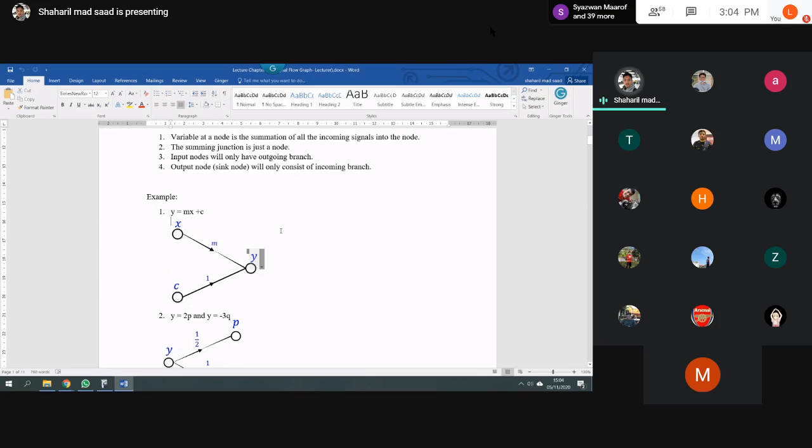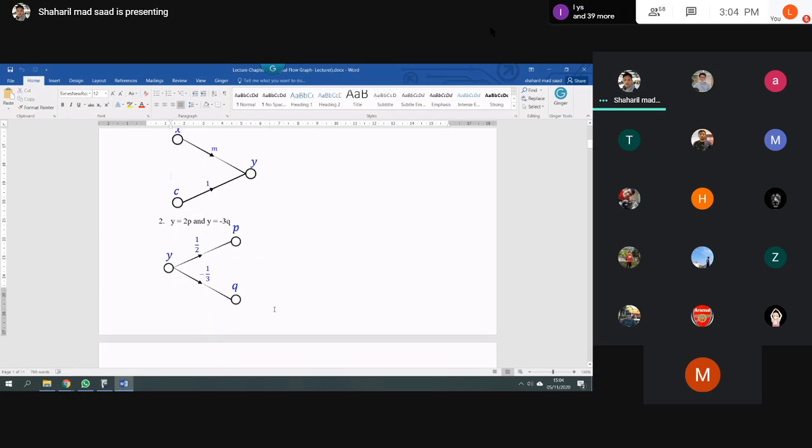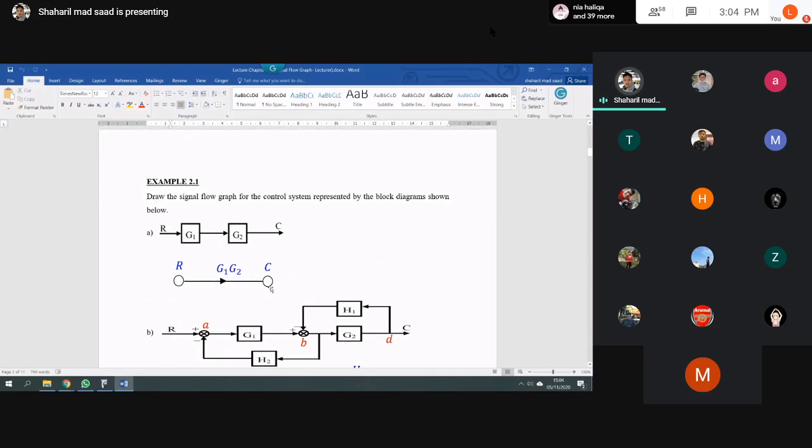So how to draw the signal flow graph? You have two inputs, x and c, so you draw the nodes. You draw the circles. These we call nodes, two nodes, and the output also has one node. Then you draw the branches, and the gains are m and 1. So one input can go to multiple outputs.